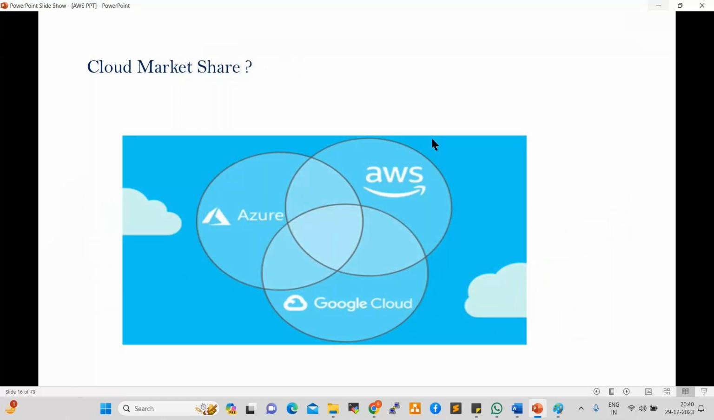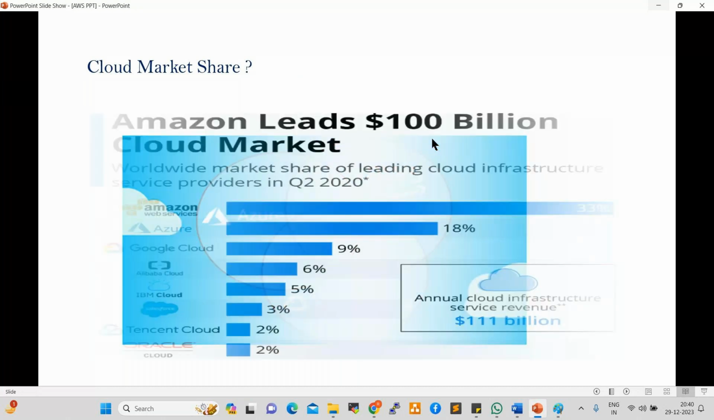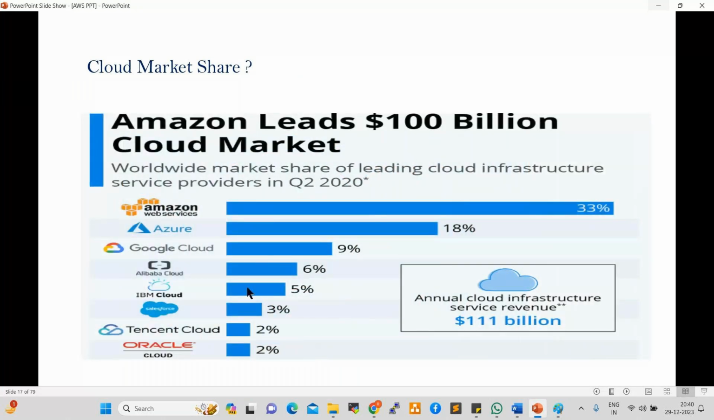Cloud market share, see here. This is a bit of an old report actually, but the current latest report has the same percentages. Amazon Web Services occupies 33% of the market share, Azure 18%, Google Cloud 9%, Alibaba Cloud 6%, IBM Cloud 5%, Salesforce 3%, Tencent 2%, Oracle Cloud 2%, like this. These are all small players.